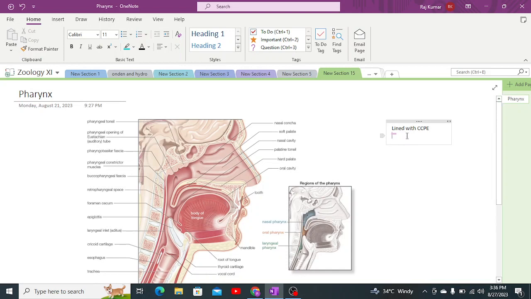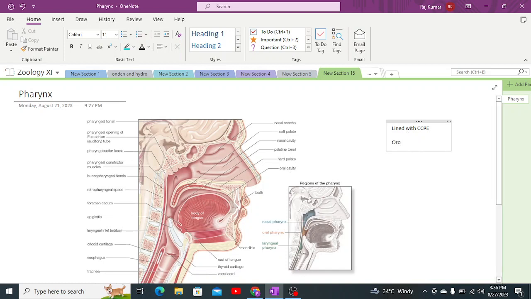Apart from which, this is a part where the air enters the nose, and from the nose it goes into the internal nostrils, and from the internal nostrils it passes through the nasopharynx and then goes inside the laryngopharynx. After which there is the oropharynx.